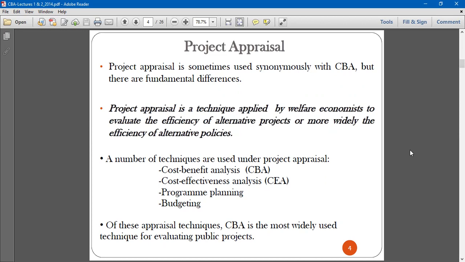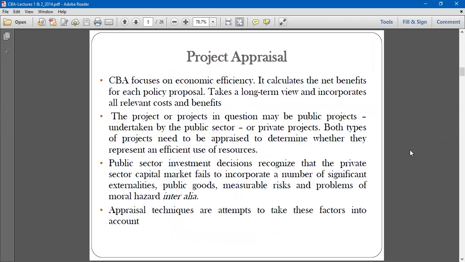So if you have to know the difference between CBA and project appraisal, the CBA is a form of project appraisal. Okay, it's just a form of project appraisal. But out of all the techniques, CBA is the most widely used. People normally use CBA to check for the feasibility of projects. That's why we are doing CBA.